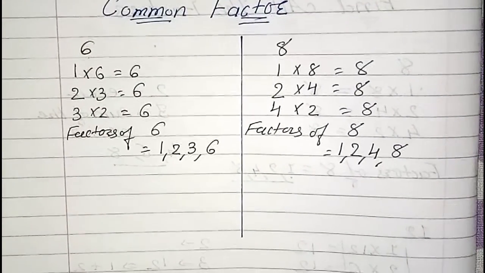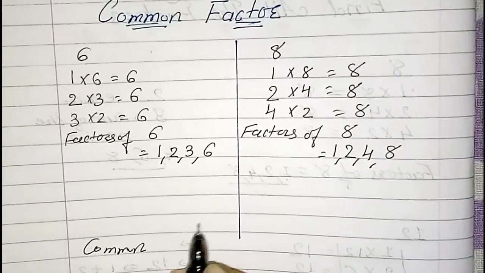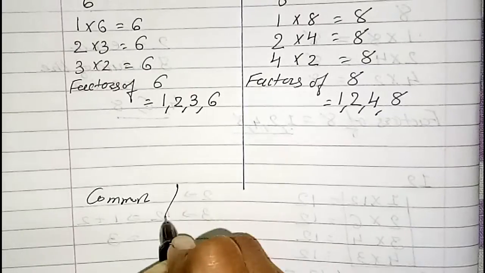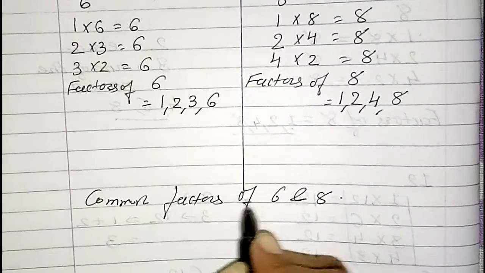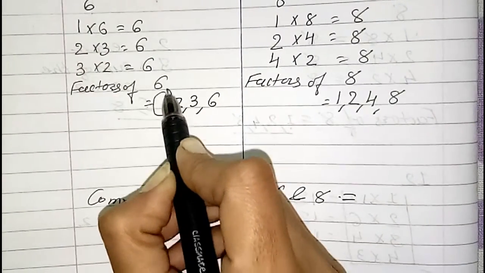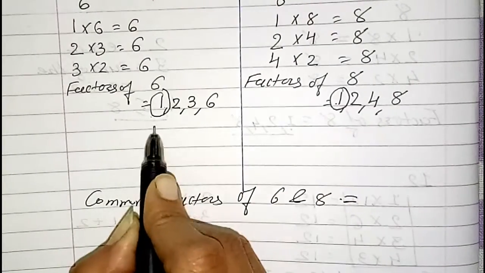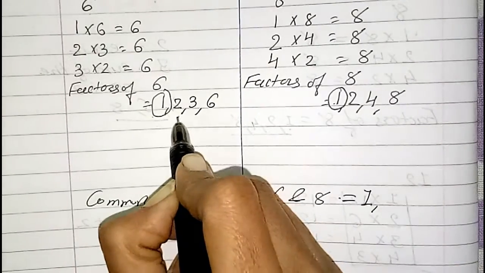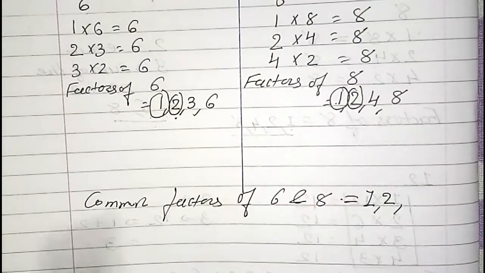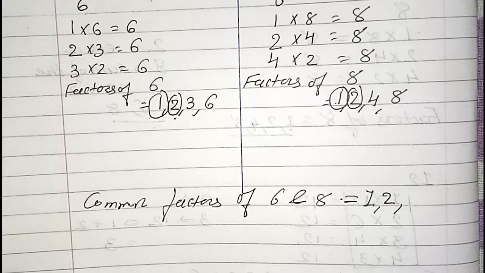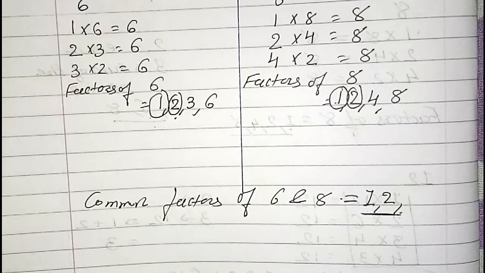Now how to find the common factors? The common factors of 6 and 8 are, first, 1 is a common factor of everyone. Whatever is the same in both, those are the common. 1, then 2, yes, 2 is also common. 3, 4 are not common in 6 and 8. So how many common factors are there? There are 2. 1 and 2 are common in 6 and 8.